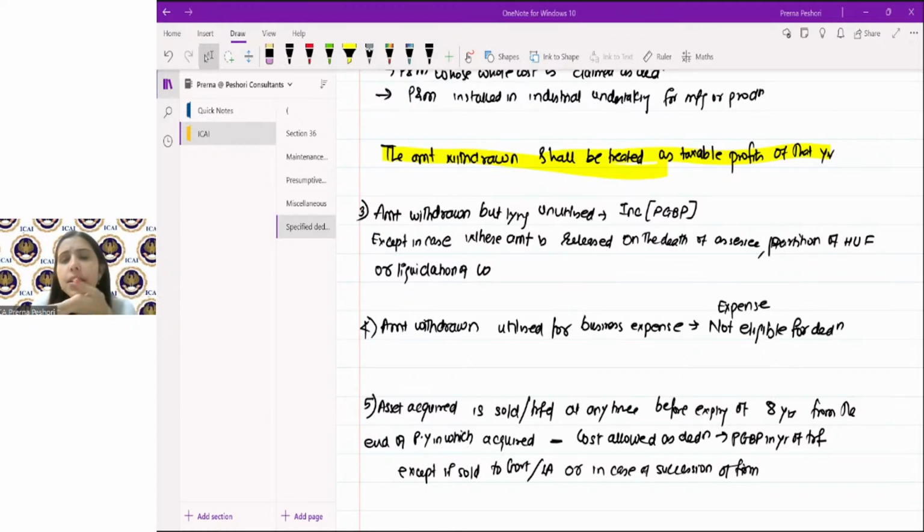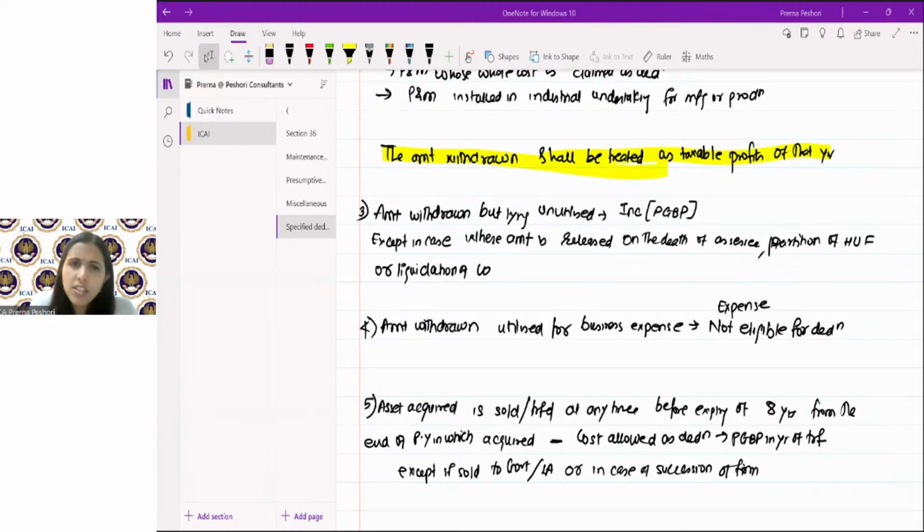Mithun, if the sale is made in the second year, let's say I had claimed a deduction of 100 rupees, out of which the asset cost was 40. So now 40 will be taxable as PGBP in the second year. Clear? Okay.